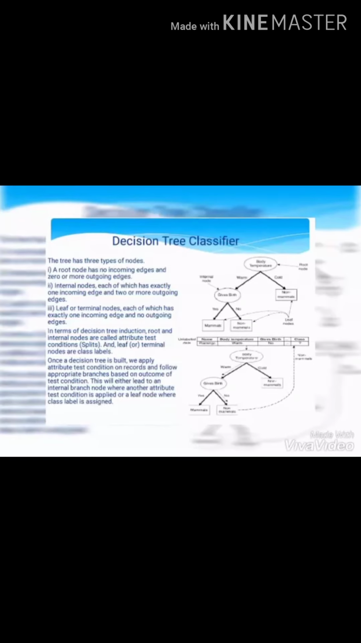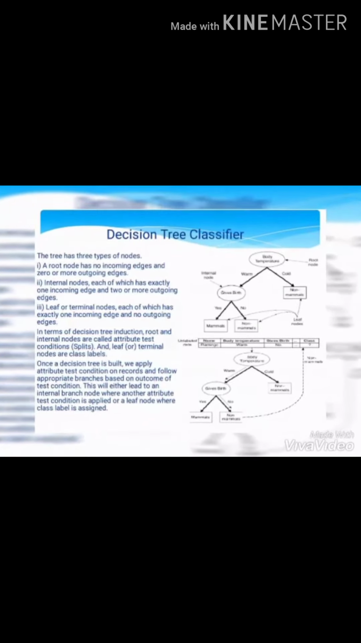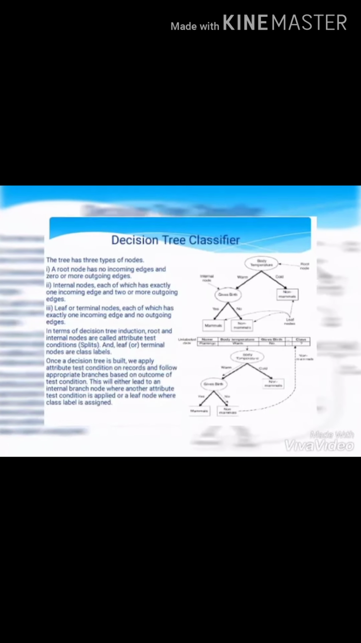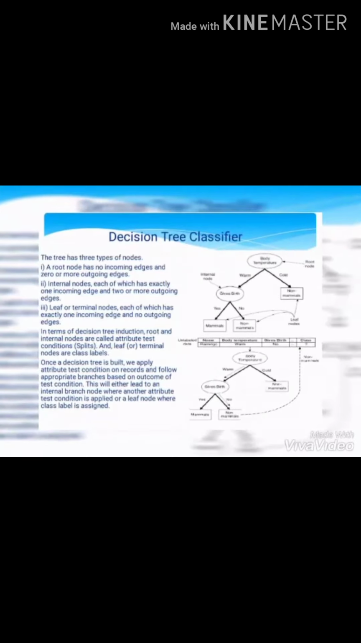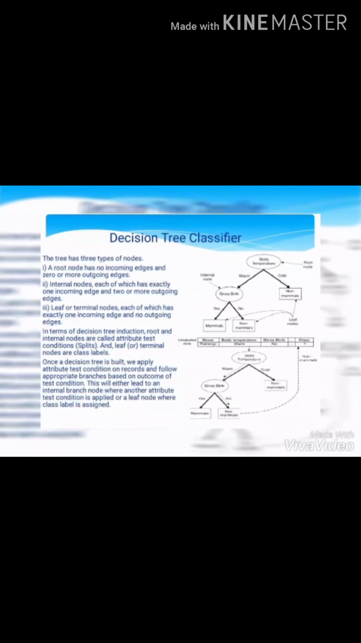Tree classifier. A tree has three types of nodes. A root node has no incoming edges and zero or more outgoing edges. Internal nodes, each of which has exactly one incoming edge and two or more outgoing edges. Leaf or terminal nodes, each of which has exactly one incoming edge and no outgoing edges.